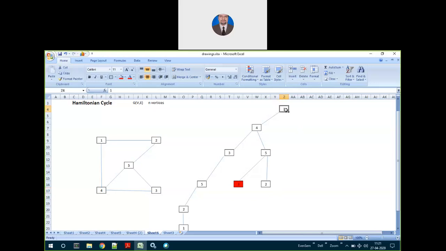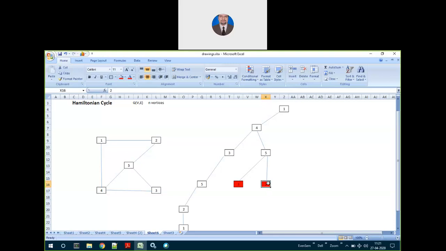But have I visited all the vertices in the given graph? If you look here, 1, 4, 5, 2, and after 2 I am coming back to 1. So I am not traveling to 3 here. That means this is also not a solution. So this is again a dead end. I cannot reach vertex 3 from 2. From 2 to 3 there is no direct edge. So that is also again a dead end.